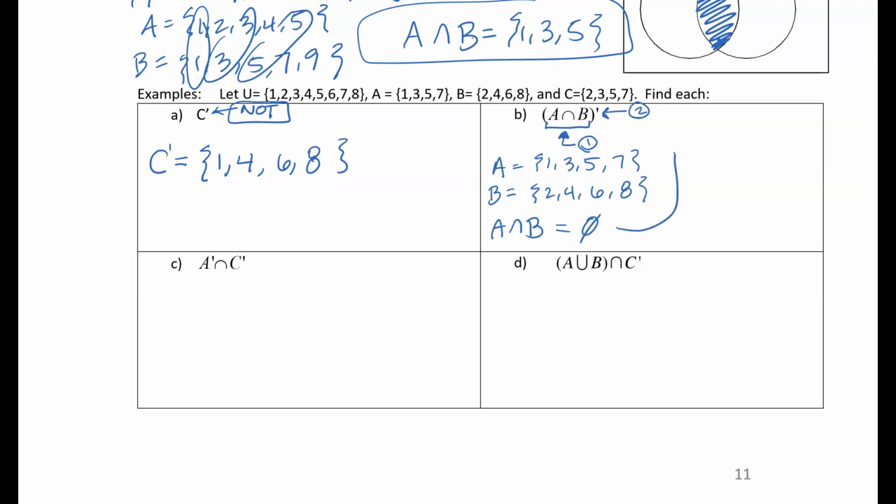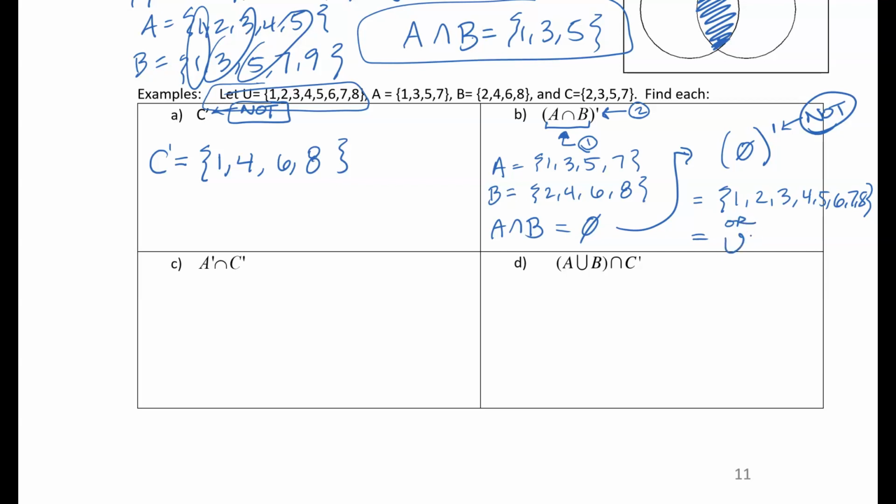So the next part, okay, I'm going to come up here, is we're going to say, okay, well, what's the complement of the empty set? And remember, the complement, we think of the word not. So what's not in the empty set, but in U? Well, that would be everything. 1, 2, 3, 4, 5, 6, 7, 8 are all not in the empty set. So the answer, you could write out the whole set like this, or even easier, just say U, because it stands for the same thing.